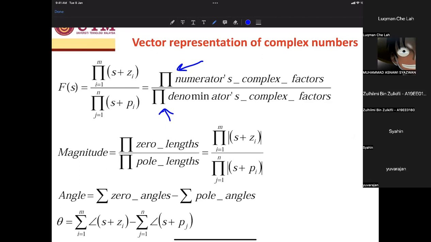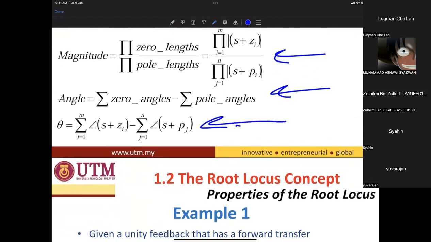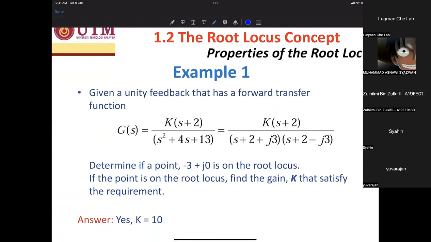So product of numerator divided by denominator, right? So the zero length and pole length give the magnitude, and the angle is the total of zero angles minus the total of pole angles. Okay, and this is the formula. So some examples for you to try.